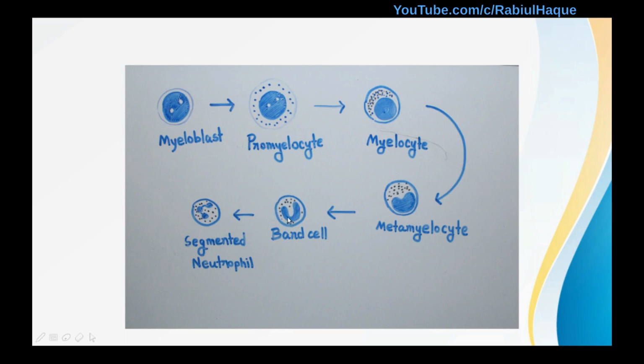The next cell in the maturation process is band cell. How can we identify band cell? It is obvious, the nucleus is just like a band and it has fairly constant diameter. And the last stage is segmented neutrophil, and how can we identify segmented neutrophil? It will have 2 to 5 lobes, and they are joined by thin filamentous strands. So these are the lobes, and we can also see the thin filamentous strands.